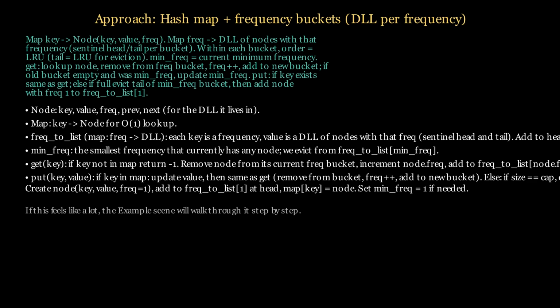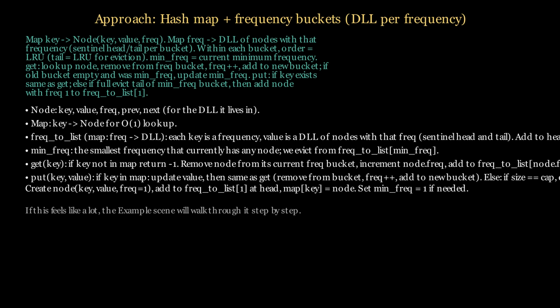We have a map from key to node, where each node holds key, value, frequency, previous, and next. We have a second map from frequency to a doubly linked list of nodes with that frequency, each list has sentinel head and tail. Within a bucket we add to head for most recent and evict from tail for least recent. We maintain min_frequency, the smallest frequency that has any node, so we always evict from freq_to_list[min_frequency].